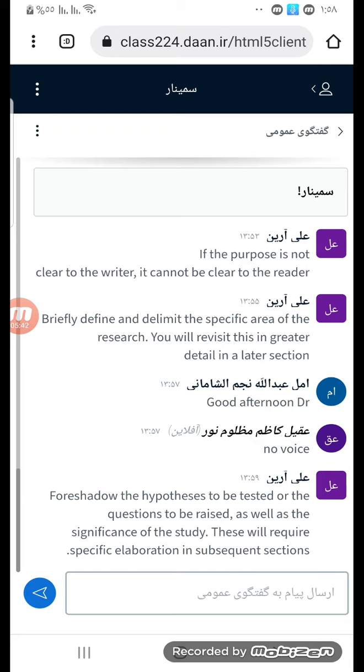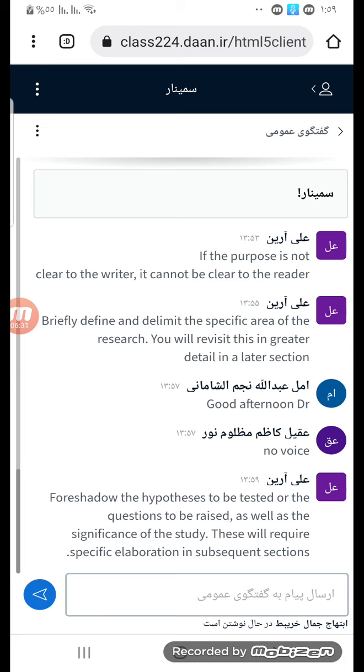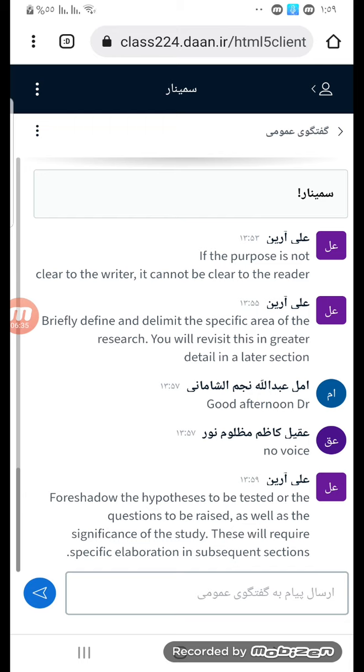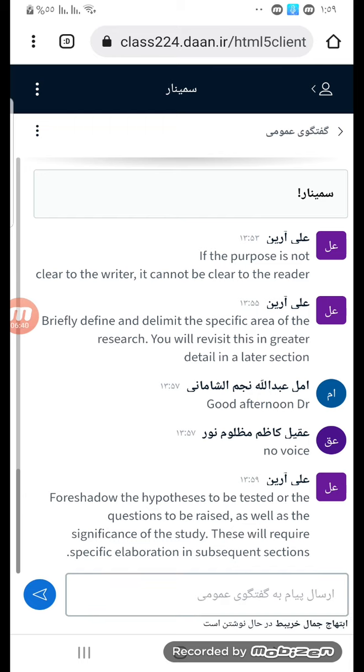So as I said, foreshadow the hypothesis to be tested, or the questions to be raised, as well as the significance of the study. These will require a specific elaboration or explanation or elucidation in subsequent sections. You know, what does it mean? It means that your proposal will have these sections separately. I mean, the research questions, the significance of the study, the hypothesis of the study, they would be there in your proposal thereafter. But here in the purpose of the study also, you can mention them. Then, the purpose statement can also incorporate the rationale for the study, okay? Rationale for the study, the logical case for the study.